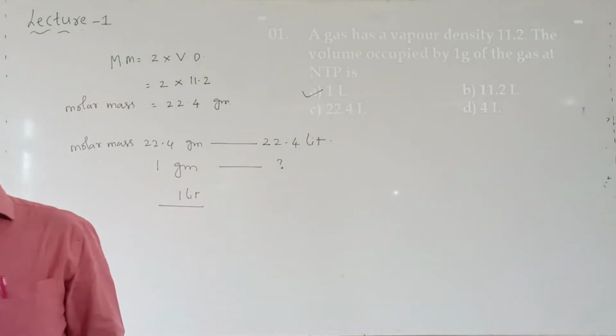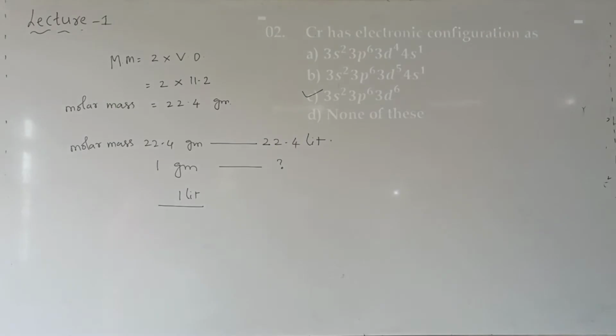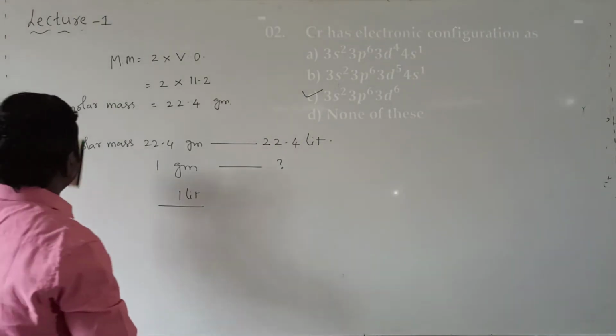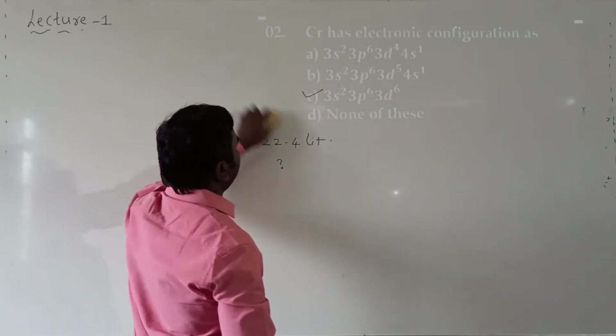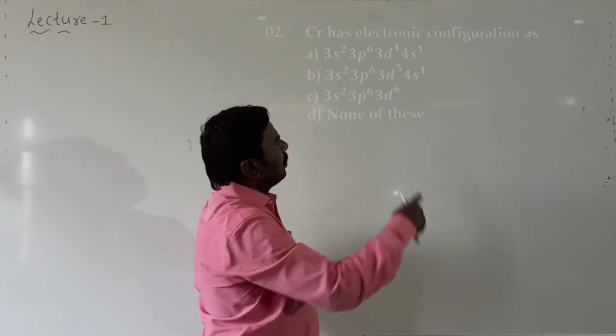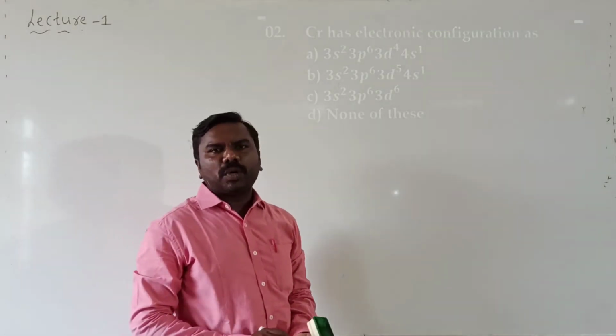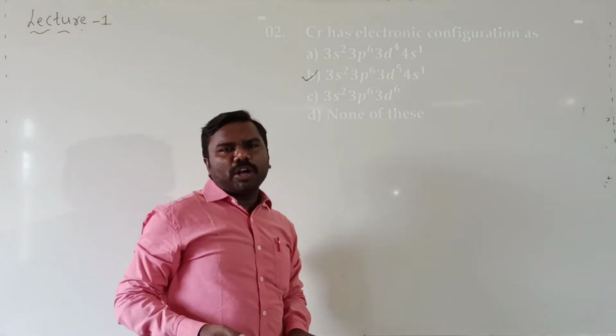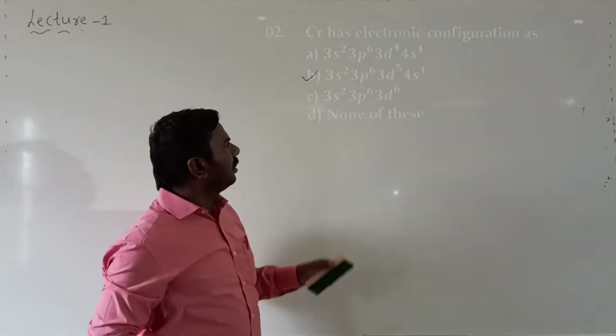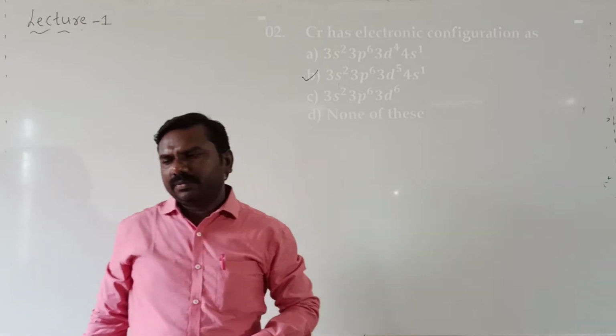Second, chromium has electronic configuration as, you know that chromium configuration is 4s1 3d5, that is 3s2 3p6 3d5 4s1. So option B is correct. The exceptional configuration for chromium is 3d5 4s1.